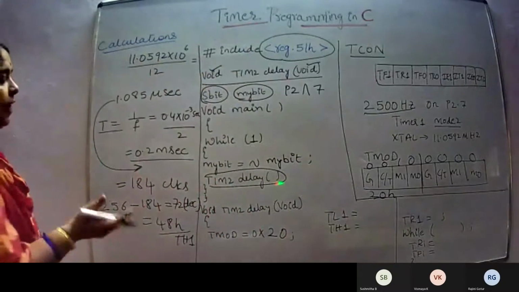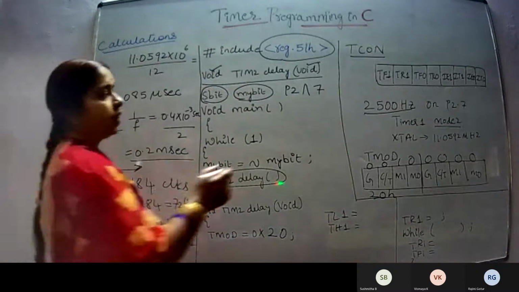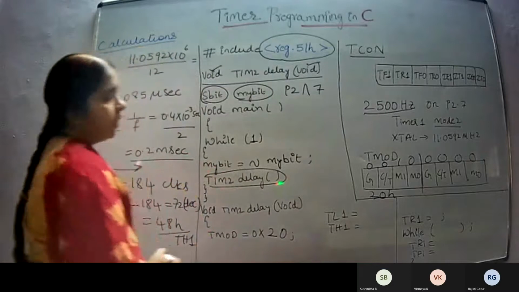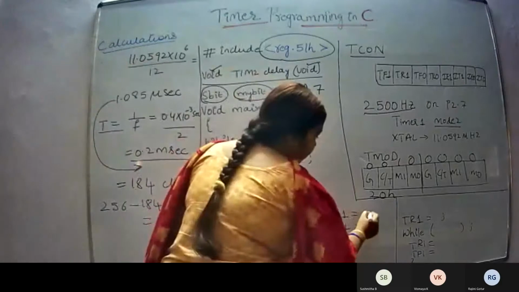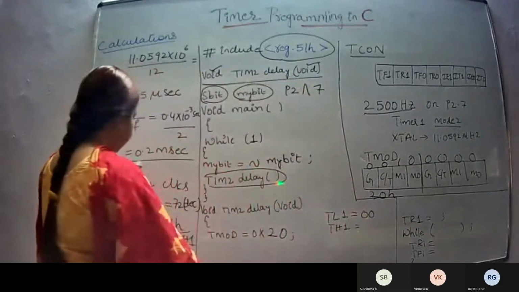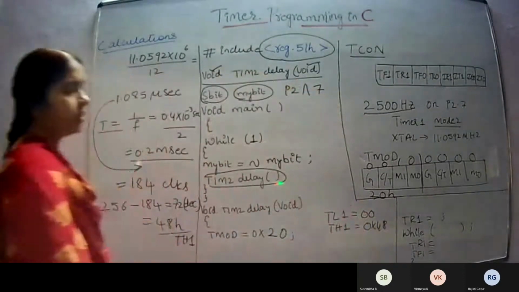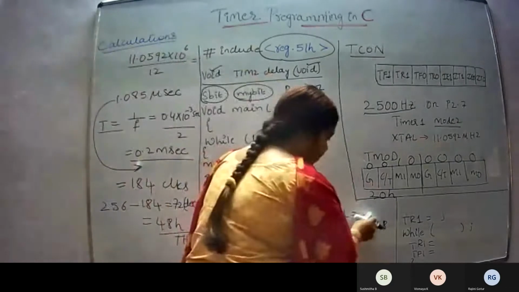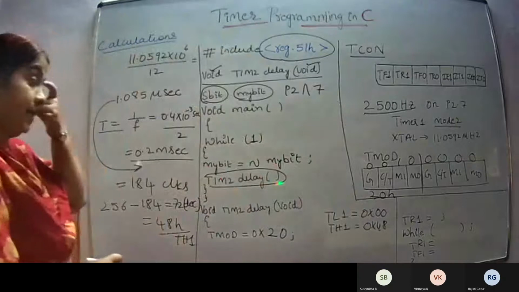This is for TMOD. So the value 20 is loaded to the TMOD register. It means that it is working in timer 1 mode 2. Next, we have to load the timer register. TL1 is loaded with 00, and TH1 is loaded with 48H, written as 0x48. Next, we have to start the timer. Here also you write like this, 0x0. Don't write H; instead of writing H, it is represented in that way.